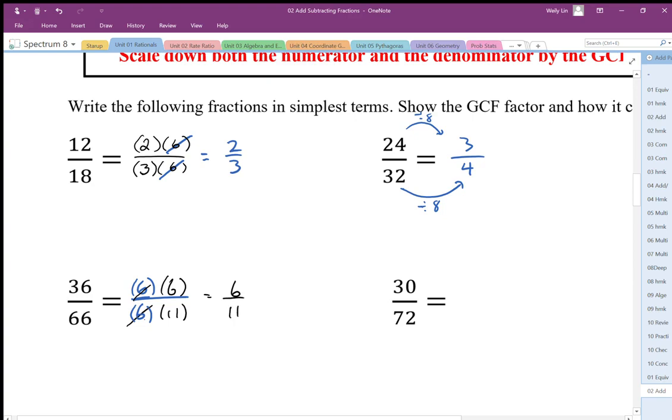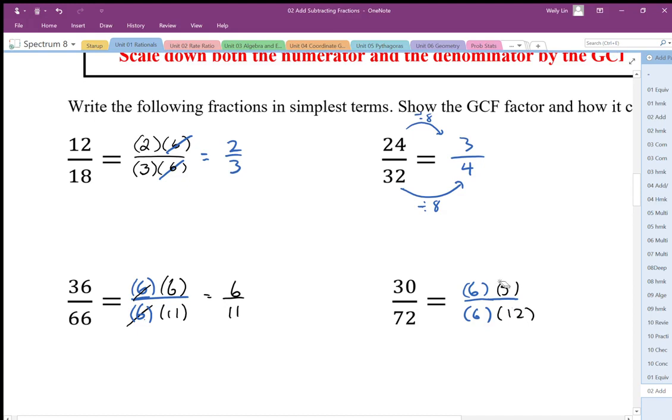Here it looks like, again, the greatest common factor is going to be 6. So we'll write it as times 6 divide 6, which will cancel. Okay, and then we're going to end up with times 5. 6 times 12 is going to give us 72.